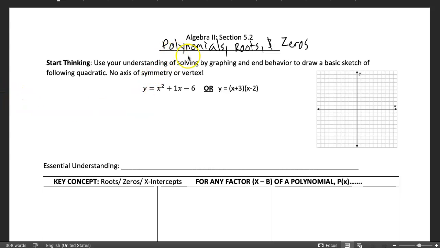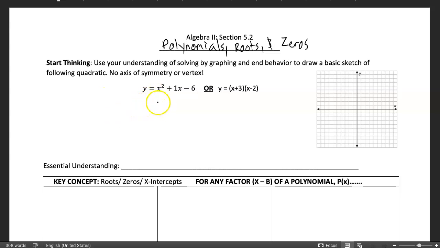Today we're going to be talking about polynomials as well as roots and zeros. Now what we're going to get started off with is trying to sketch a graph using only what we know about solving by graphing and end behavior. We're not going to use the axis of symmetry or a vertex. So let's start by trying to figure out the end behavior here.